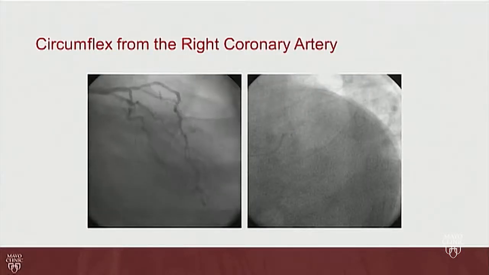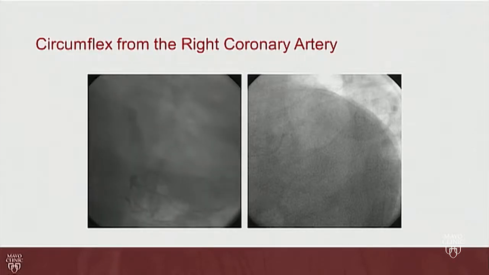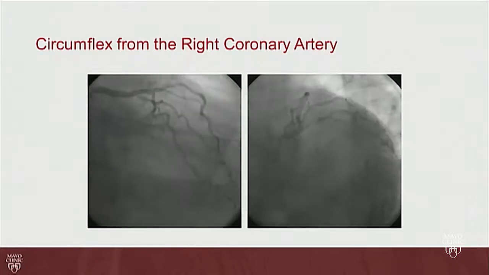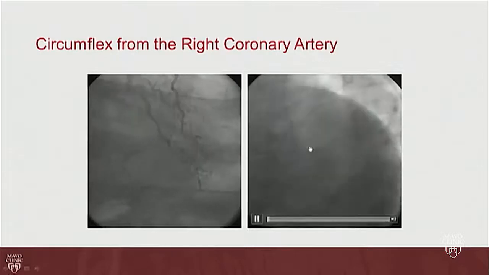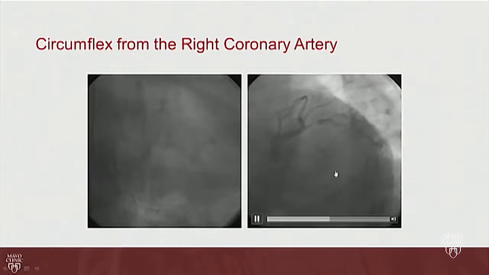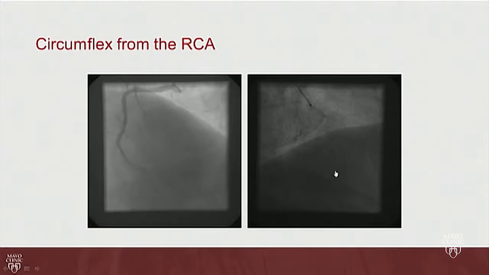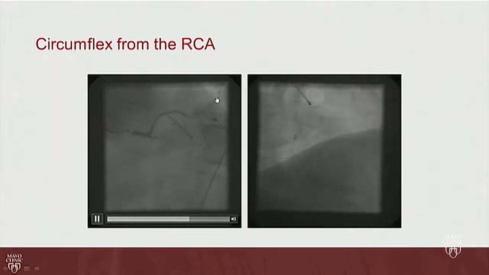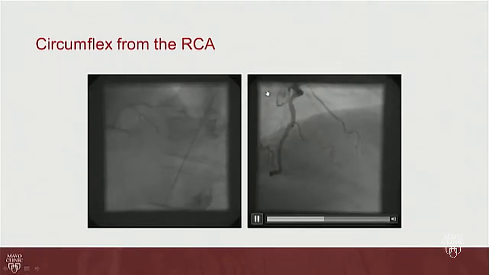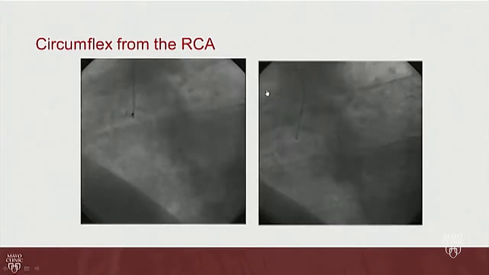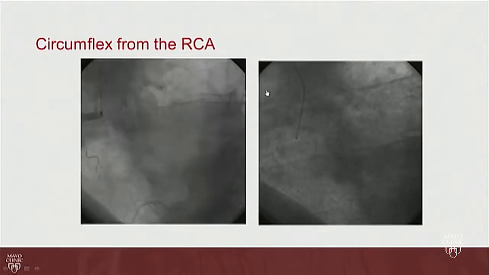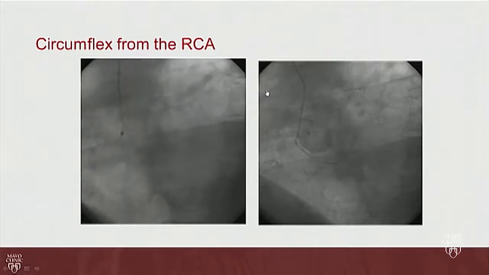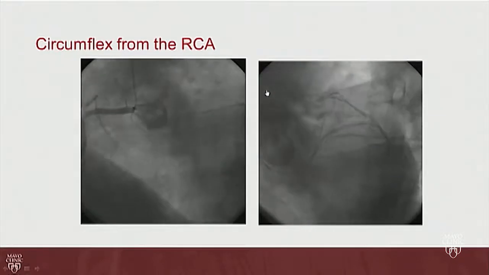And this is, again, another patient who has the circumflex coming off the right coronary artery. Again, that long left main coronary artery look to it. A territory that's not being filled here in the circ territory. And then you can see the circumflex coming off the right coronary artery. And those are just some better pictures to try and engage it. You can see we switched out to a multi-purpose catheter to try and better engage that and visualize it better.